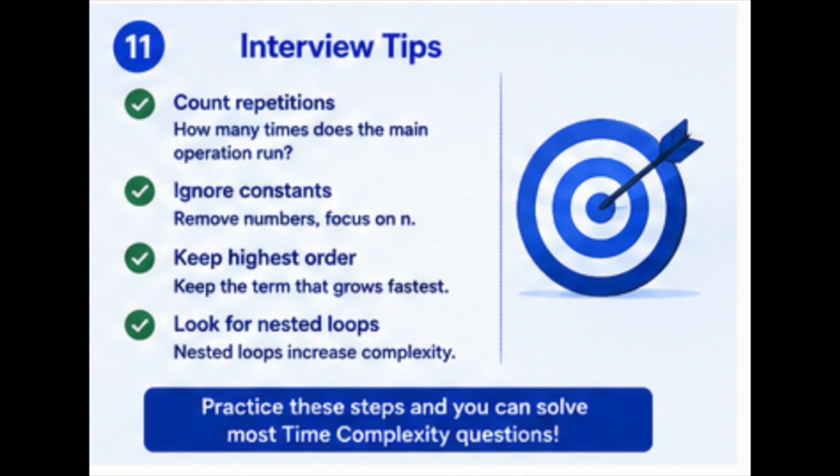Whenever you analyze code during an interview, follow these four simple steps. First, count how many times the important operation repeats. Second, ignore constant values. Third, keep only the highest growing term. Finally, check carefully for nested loops, recursion, or repeated work. If you follow this process, you will solve most beginner and intermediate time complexity questions with confidence.